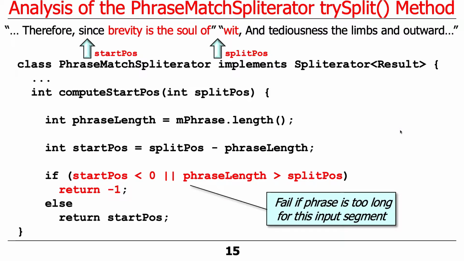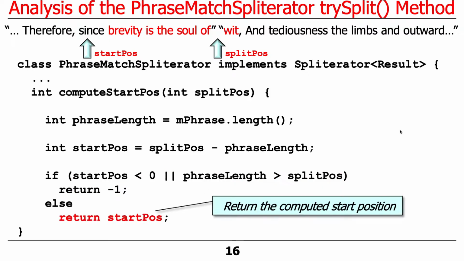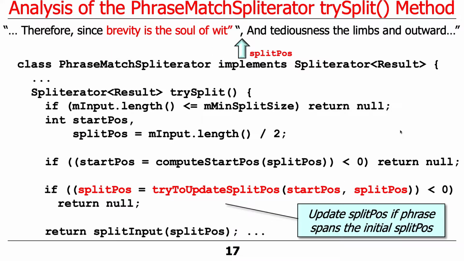Then we do a little sanity checking. We see if this phrase is too long for the input segment. If it is, it obviously isn't going to match, so we're done. Otherwise, we return the computed start position. That's where we're going to start searching to see if the phrase exists at all. Once we've figured out the start position, we call the second helper method, tryToUpdateSplitPosition, giving it the start position, which is this thing, and the split position, which is this thing.